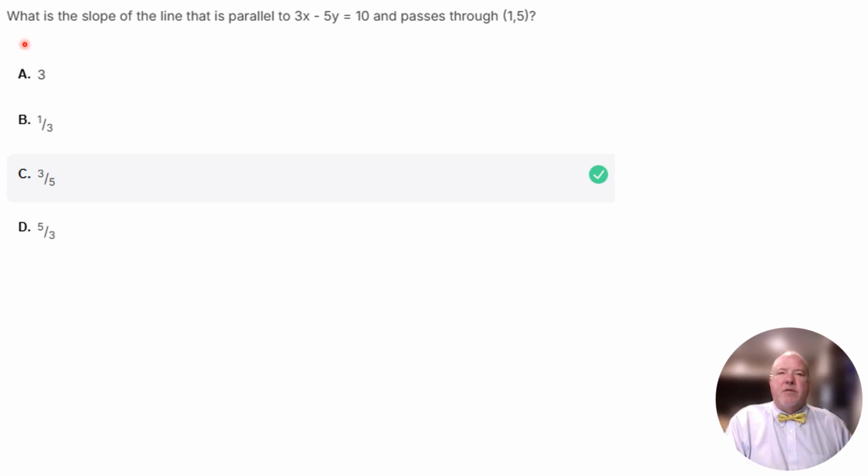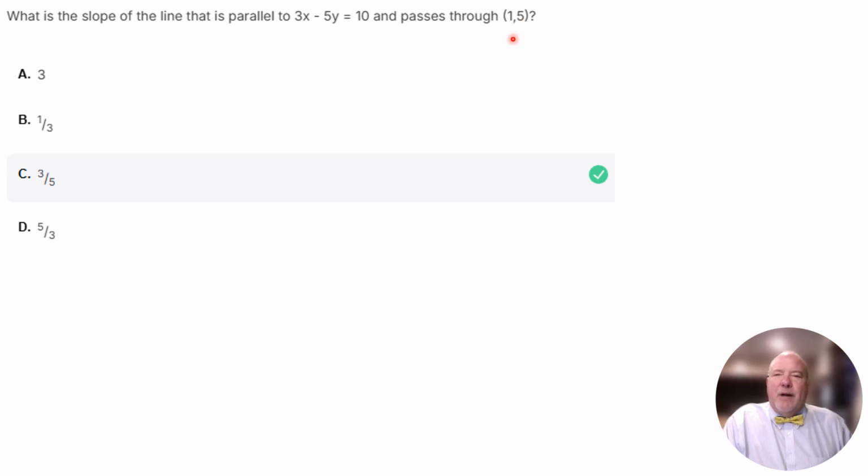So the question says, what is the slope of the line that is parallel to 3x minus 5y equals 10 and passes through the point (1, 5)? So first of all, if two lines are parallel, that means they have the same slope. So they want the slope of a line that is parallel to this and passes through this point.